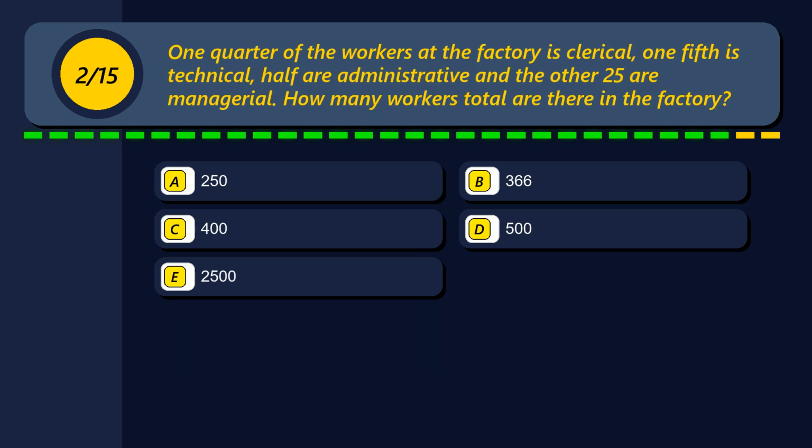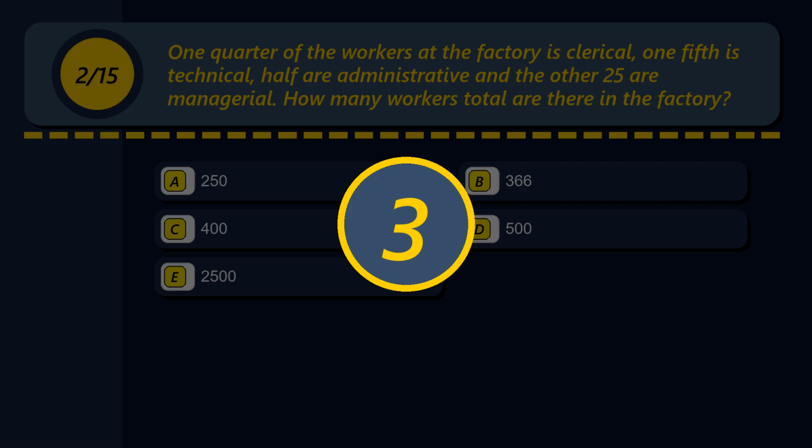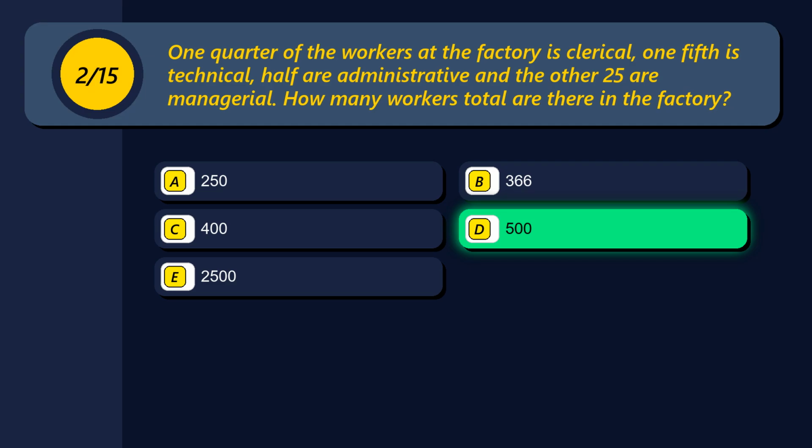Question 2. 1/4 of the workers at the factory is clerical, 1/5 is technical, half are administrative and the other 25 are managerial. How many workers total are there in the factory? Option A, 250. Option B, 366. Option C, 400. Option D, 500. Option E, 2,500. The correct answer is Option D, 500.